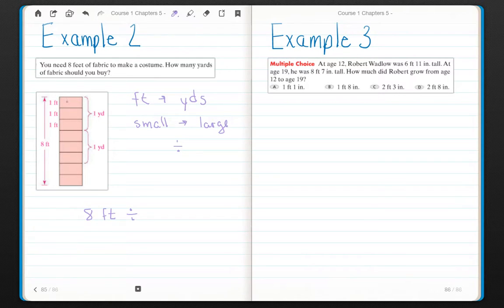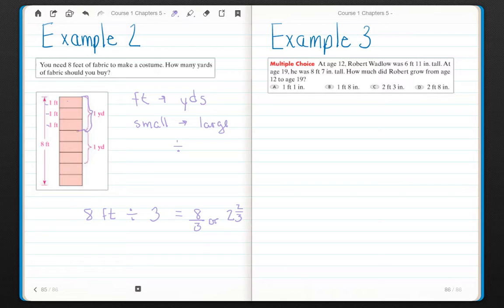So here I have my 8 feet. 1, 2, 3, 4, 5, 6, 7, 8. I am going to group them into yards. And I see that there are 1, 2, 3 feet in a yard. So I'm going to divide by 3. I need to take each of these. So here's 1 yard. 8 divided by 3 equals 8 thirds, or 2 2/3.